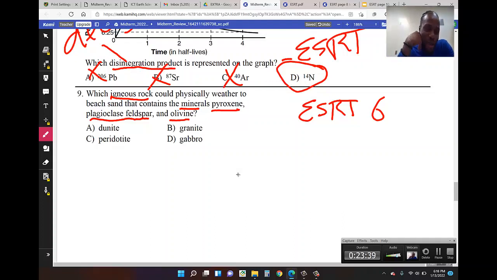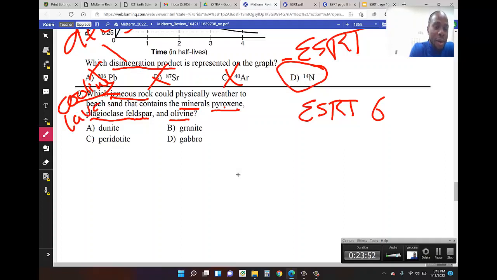What else is the main thing in this question? These are minerals. That's igneous rock. Igneous rock is produced by cooling and solidification of lava or magma. Good. I know my question packet is messed up already. That's why I asked you to have another one open on the side.